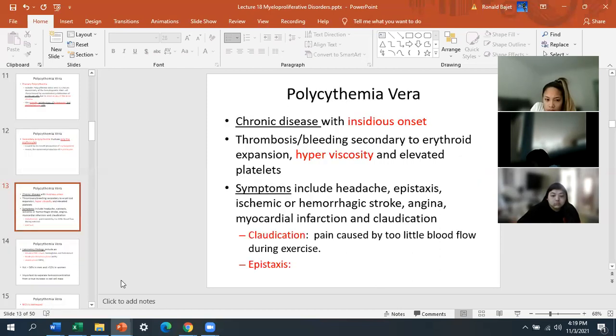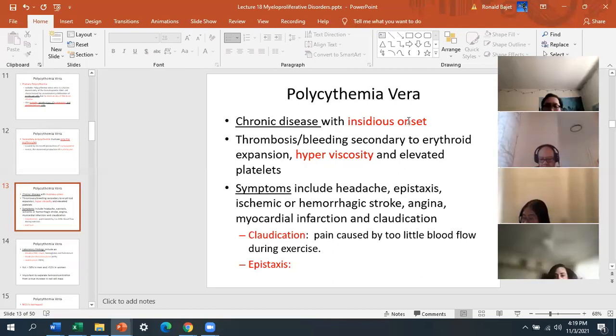Okay, polycythemia vera is a chronic disease. It's a chronic disease with insidious onset. Remember what insidious onset is? You don't know you have it until you go to the doctor's office, and then he'll run some blood tests, and then he'll find out, wow, you got a lot of red blood cells, or you got a high platelet count, or a lot of white blood cells. Platelets, white blood cells, and what's the third cell? What am I missing? Platelets, white blood cells, and red blood cells.